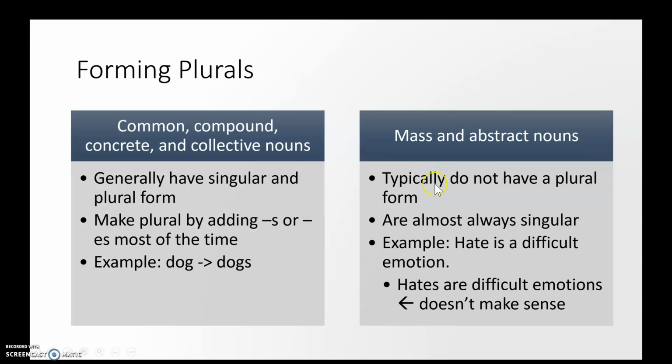Mass and abstract nouns typically do not have a plural form because they aren't something that you can count, right? So you can't have multiple of something that can't be counted, or something that you can't physically have in your hand and count. So they don't have plural forms, and they're always singular. So hate is a difficult emotion. Hate, you can't have 4 hates. So if you tried to make it plural, it wouldn't make sense. Hates are difficult emotions. That doesn't make any sense. It has to be singular.